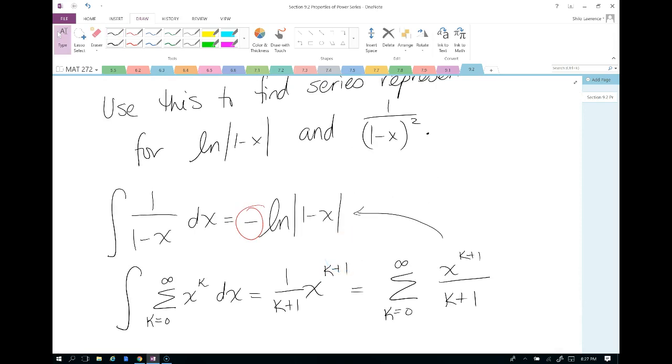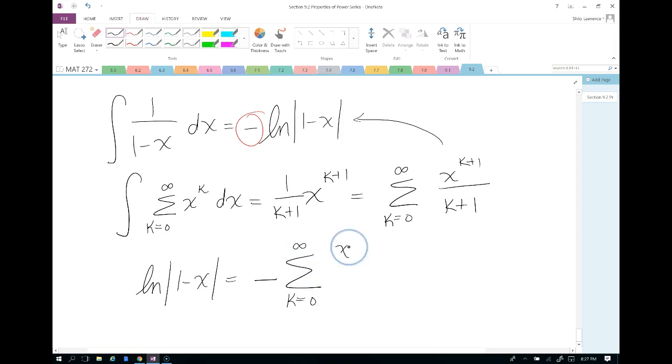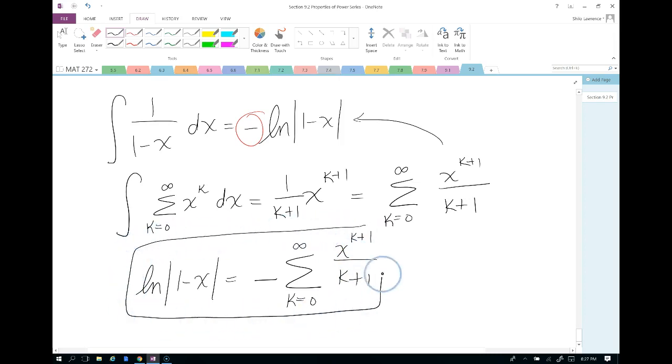We asked for positive natural log of 1 minus x, so the easiest way to get rid of a negative is to multiply by another negative. So natural log of 1 minus x is going to be the negative of the sum from k equals 0 to infinity of x to the k plus 1 over k plus 1. The k's in here sometimes make it a little bit confusing because you see another letter, but remember, it's x that's the variable. K just represents some unknown number power. And we're just doing the power rule.